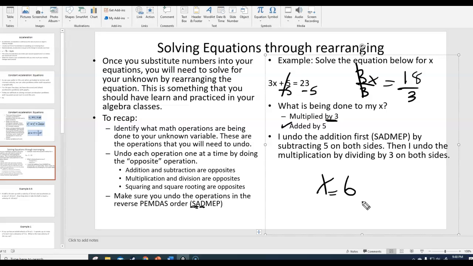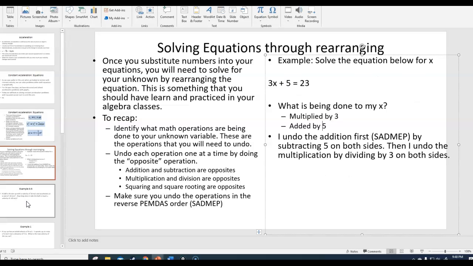Okay, and again, you should be familiar with solving for x from your algebra classes, but that's basically how you would go about it, because you're going to have to do that in a lot of these problems. So pause it here if you need to look over this, if you need to practice some more. And then we're going to start doing some examples.